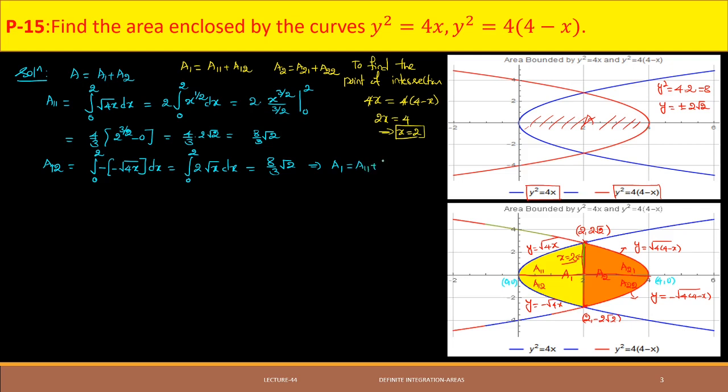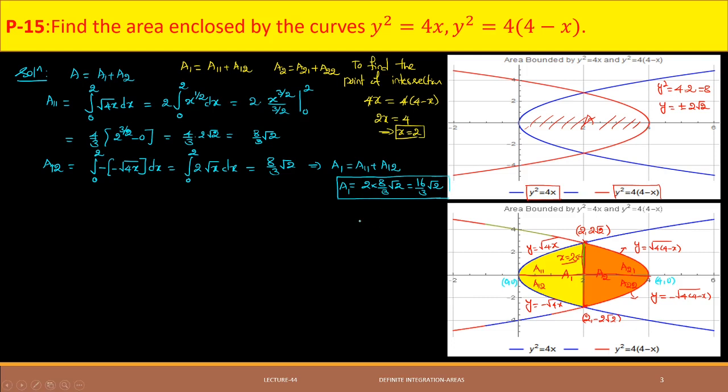So A11 plus A12 both are equal. So this is equal to 2 into 8 by 3 root 2. So that is 16 by 3 into root 2. Right. So this area A1 is 16 by 3 into root 2. Now let us find out area A2.